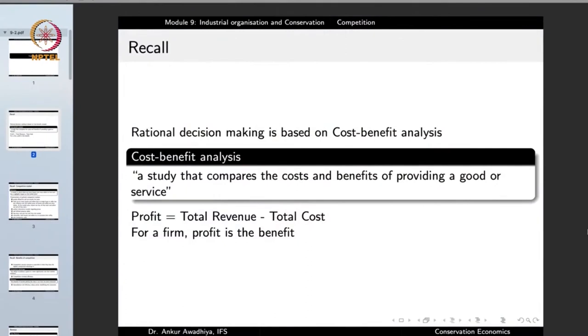And for a firm, the profit is the benefit. So when the firm is making a decision, which is a rational decision, then it bases its decision on the amount of profit that it is going to receive.